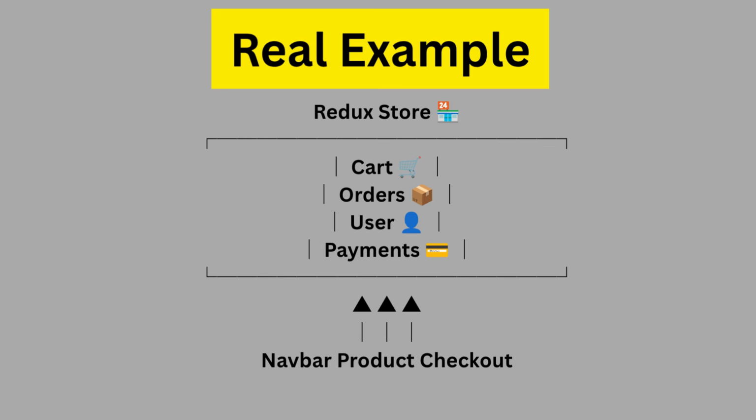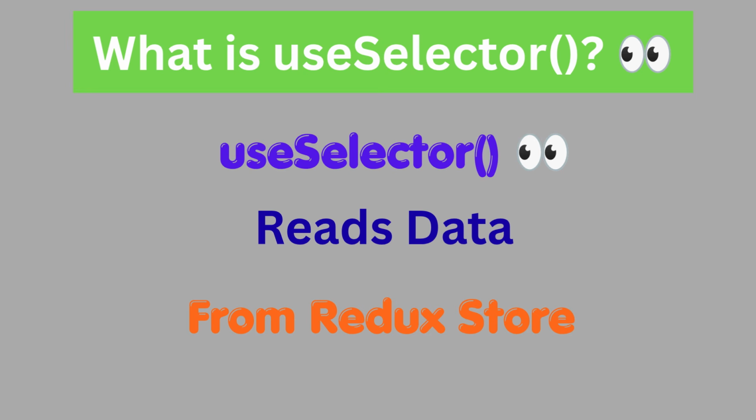Now that all our data is stored in one place, how do React components read it? That's where useSelector comes in. The useSelector hook is used to read the data from the Redux store. Whenever the store changes, React automatically updates the component with the latest data.